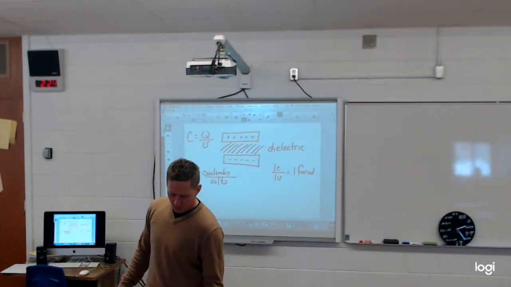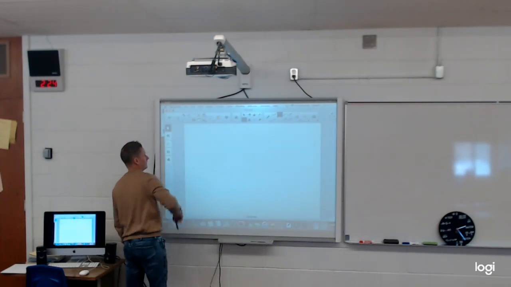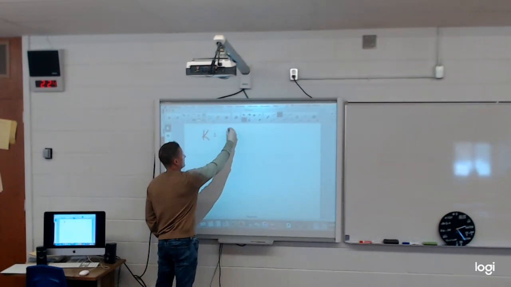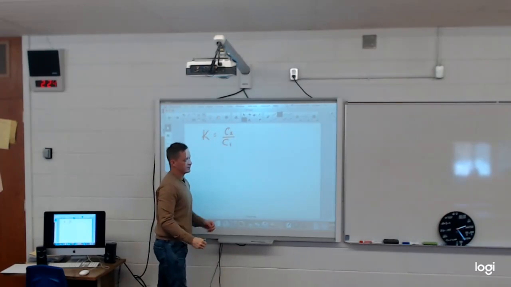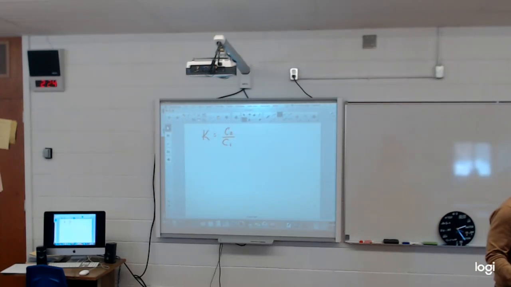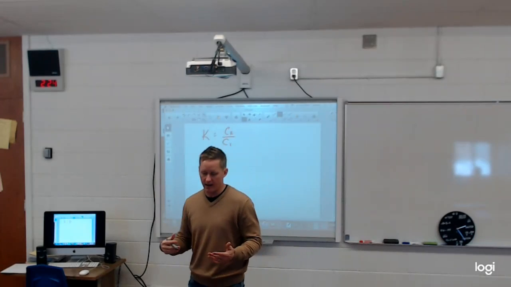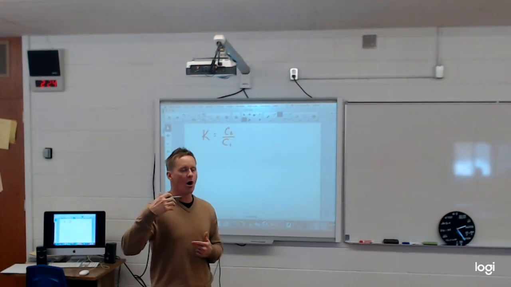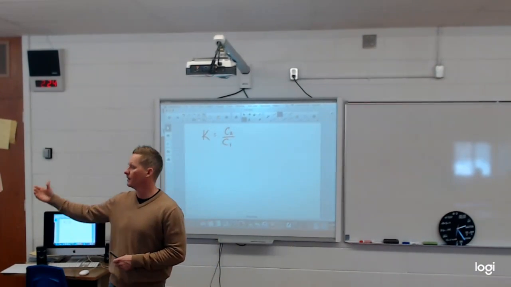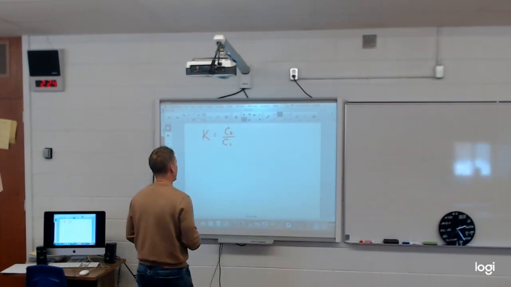Now, the book will do a little bit of work comparing capacitors, and there's a ratio that works for capacitors. Air is the original capacitor, so it has a dielectric constant of 1. We compare all of our dielectric materials to air. So how many times greater does the capacitor work compared to air? Air has a value of 1.